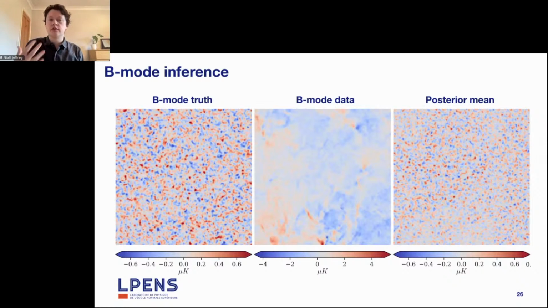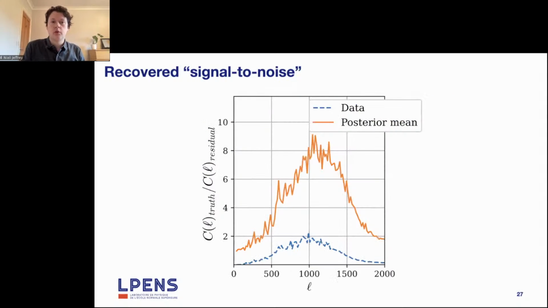But if we just want to, first of all, see how well we have done in recovering some signal, we can treat our posterior mean like a cleaned foreground map. And we can now measure the signal to noise within that posterior mean map. And this is what we get. This is the power spectrum of the truth divided by the power spectrum of the residual between the data and the truth, that's the blue dashed line, and the residual between the posterior mean and the truth. So this is effectively a signal to noise in harmonic space.